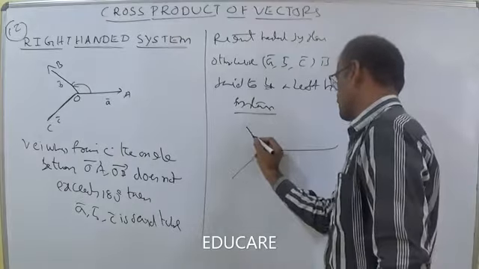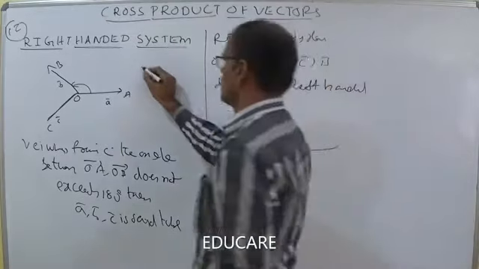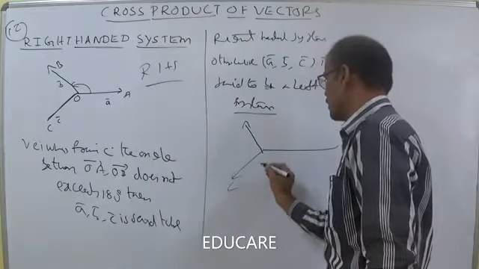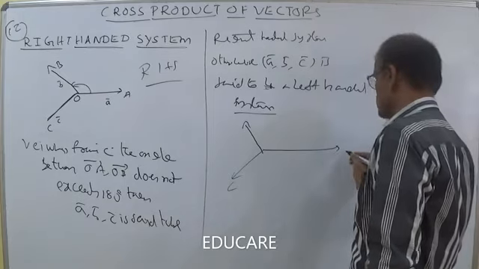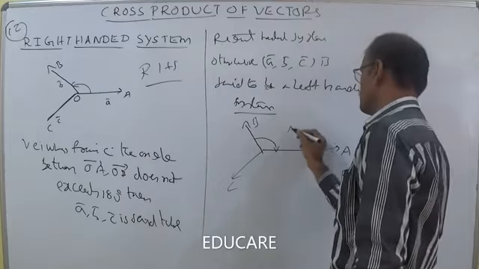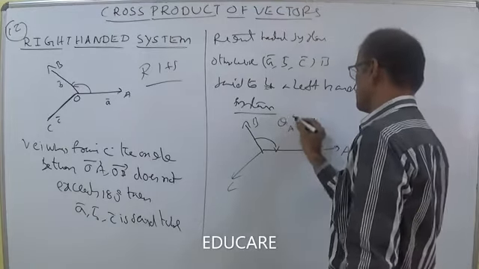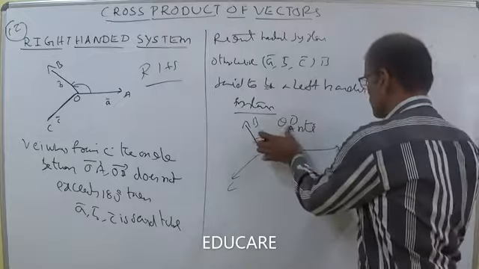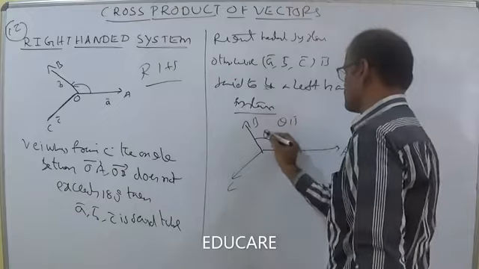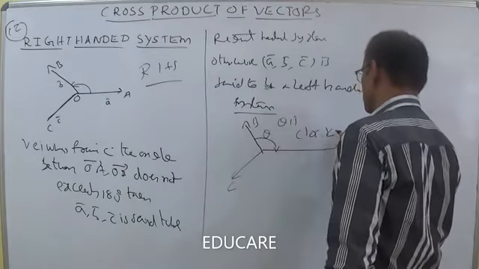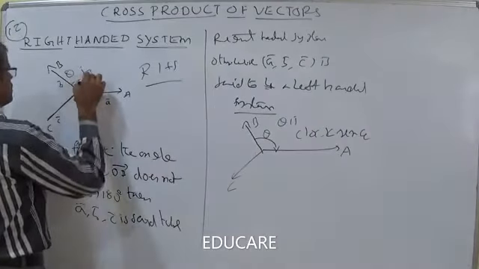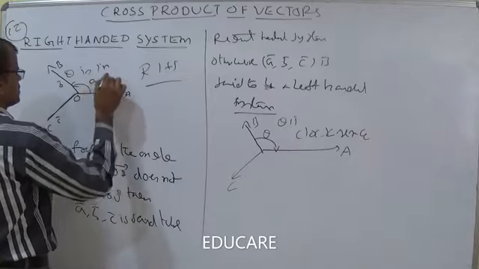Once again, you draw the diagram. This is the right-handed system, RHS. Viewing from point C, the angle does not exceed 180 in the anti-clock sense. Here the angle theta is in the clock sense. Here the angle theta is in the anti-clock sense.